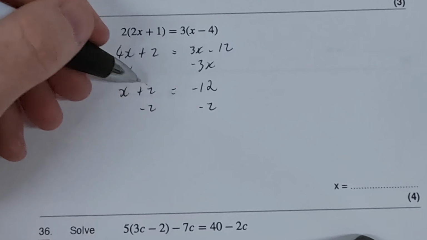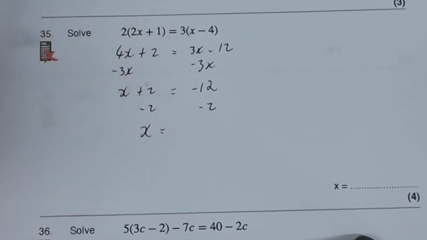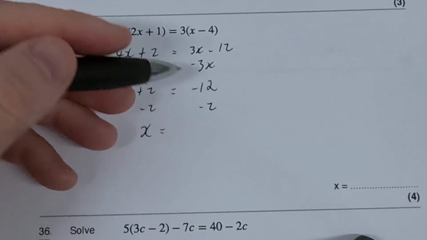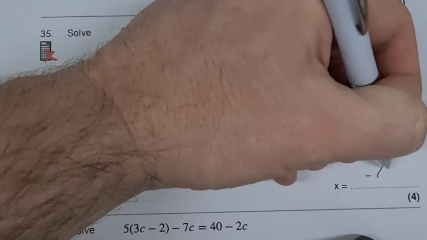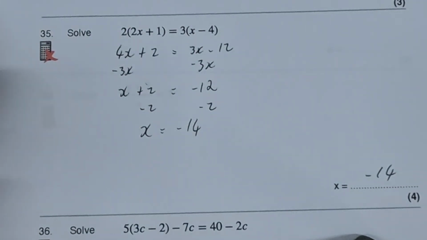We're taking away 2 to get rid of the plus 2, so we're just going to be left with x. And on the right-hand side of the equation, we had minus 12. Take away 2 would be minus 14. So we've got that x equals minus 14. And that's it. And we can check our answer.